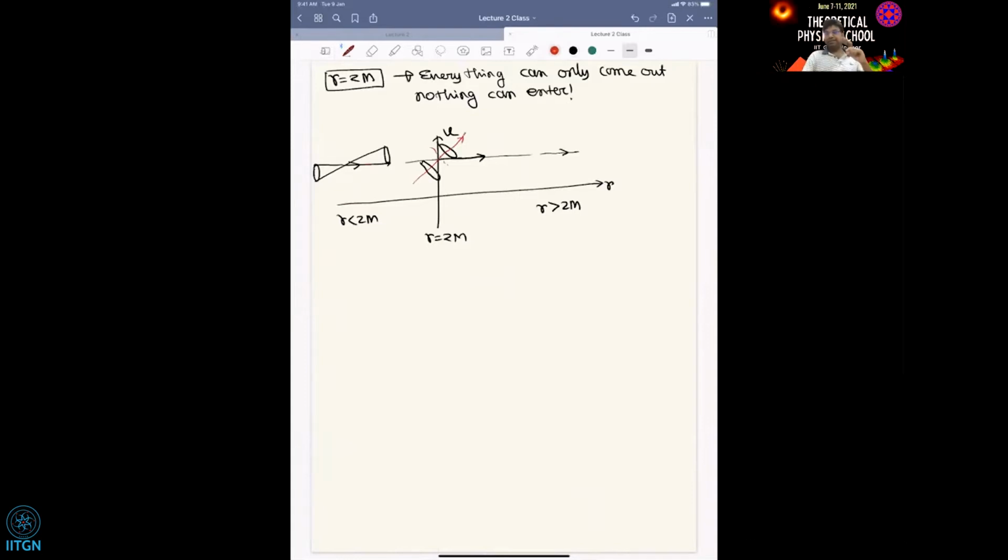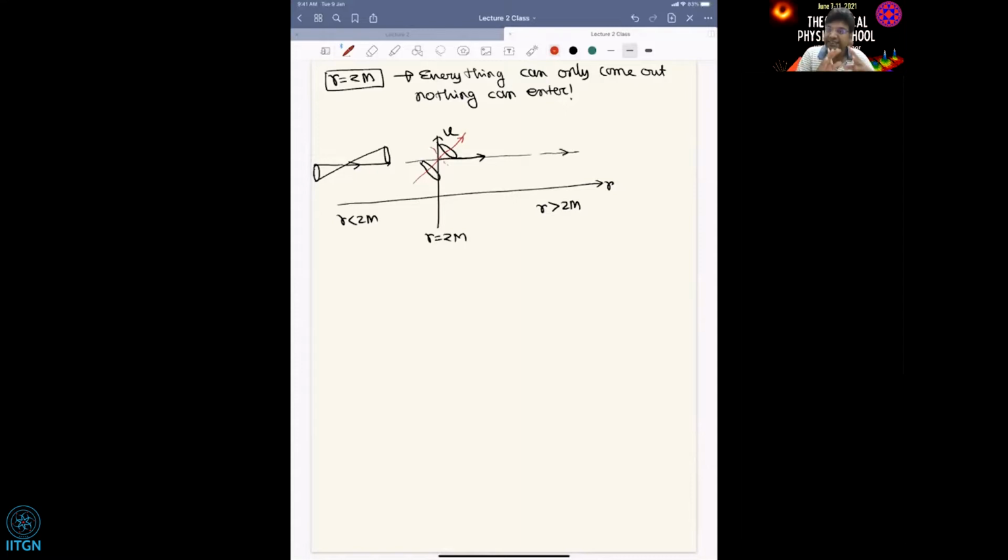So in one case, when I'm adopting light rays which are ingoing, it seems to me the r equal to 2m surface is a causal boundary allowing only to enter, but not allowing to come out. In the other case, when you're using outgoing light rays, it seems the r equal to 2m surface will only allow things to come out of it. So this is very strange. What is the property of the r equal to 2m surface? It seems to be depending on which coordinate I'm using.